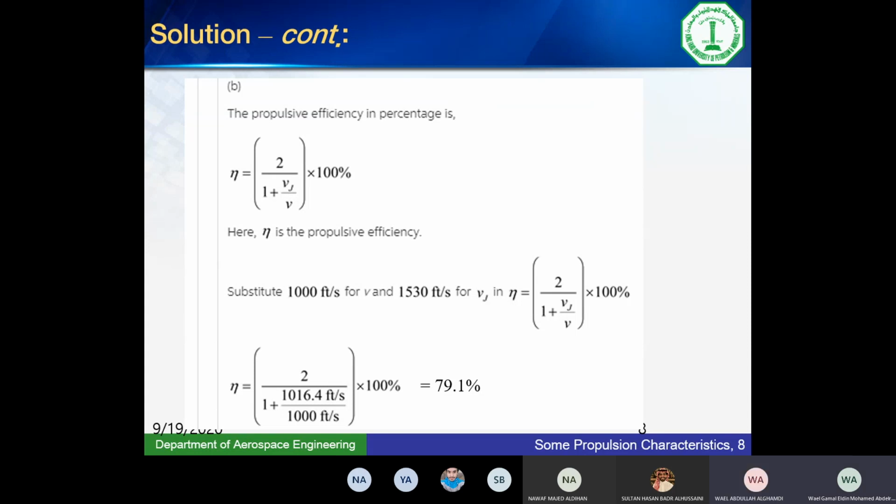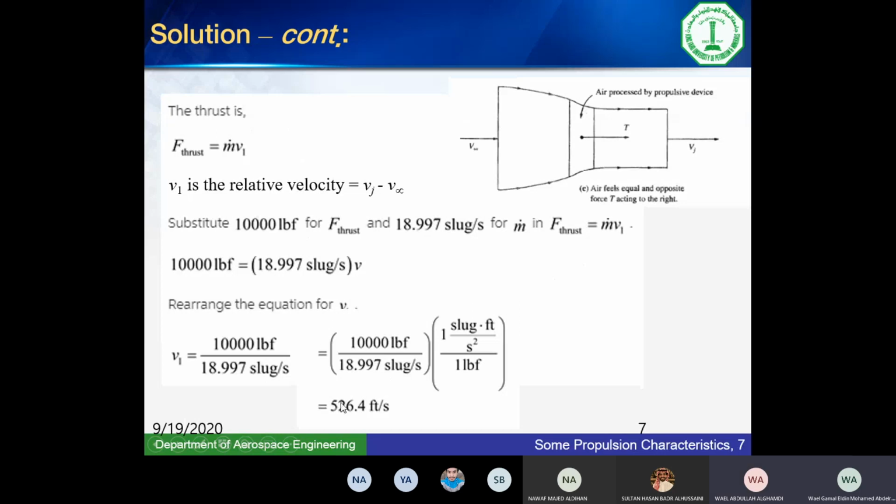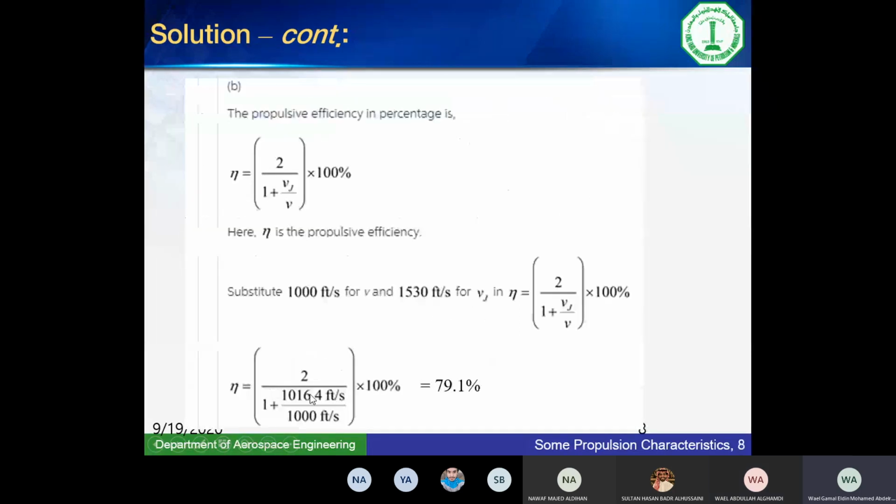Excuse me, doctor. Yes. Dr. Wael, is there an error or is it right? It says 1016.4. Where is that? No, that's a typo. That's definitely 1526. Oh, thank you. That's a typo definitely in the text, because the speed is 1530 or 1526. But the final answer is correct. If you do the math, the final answer is going to be correct. Okay, 78, 79, something like that. So I will correct that. Thank you for bringing it to my attention.